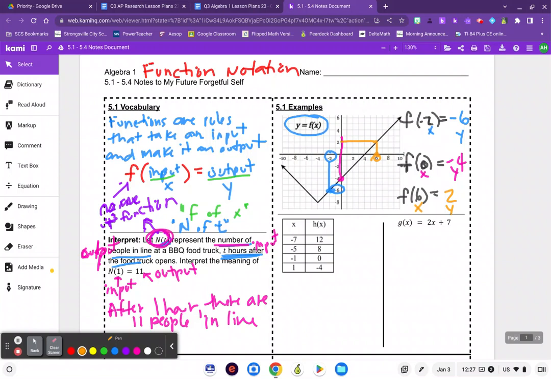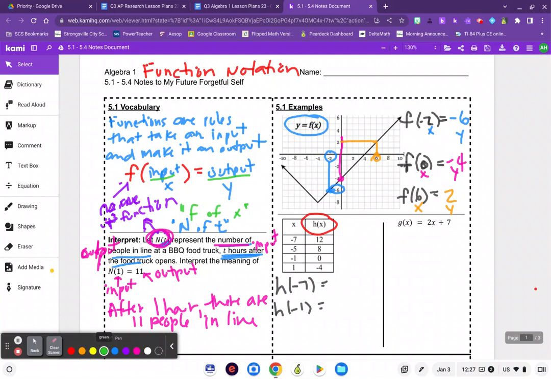So let's come down to the table, and notice that in our table, it says h of x. So this function is the h function. It is not the f function. It is different than the f function. So some things that I might ask you are things like find h of -7, or find h of -1.